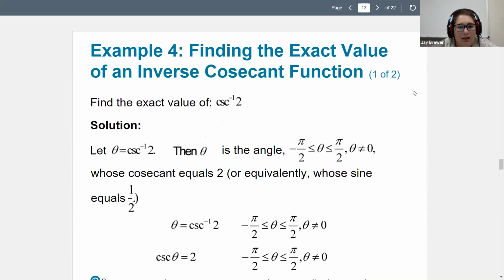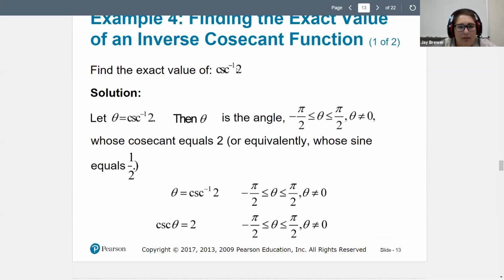All right. If we want to find the inverse of the cosecant of 2, then you have to ask yourself what angle between negative pi over 2 and pi over 2 is equal to 2, or you could consider whose sine is equal to 1/2. Why can we do that? Why is that allowed?